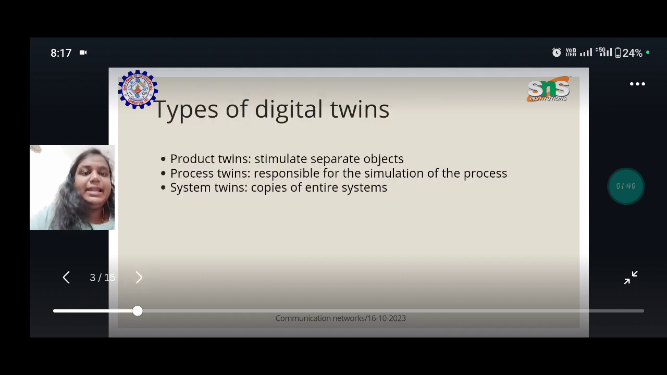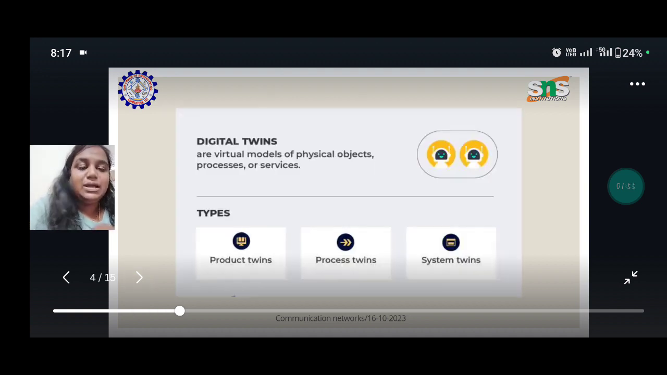It predicts how the product or process will perform. And what are the types of digital twin? Product twin, process twin, and system twin. The simulation separates the objects and is responsible for the simulation of the process and couples the entire system. So these are called the types of digital twins. Digital twins are virtual models of a physical object, process or service. Product we already know, and it is based on the twin; process is nothing but processing the thing; and system is like an entire system. So it is called a digital twin.